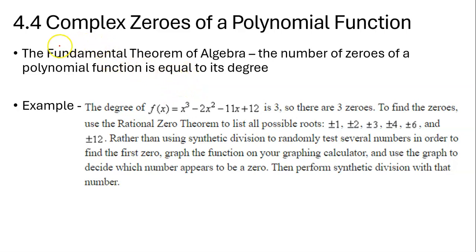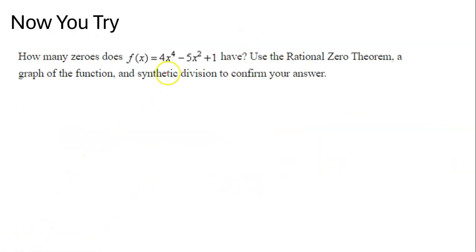Just a reminder, the fundamental theorem of algebra says that the number of zeros is equal to its degree. For example, this polynomial has a degree of 3, so there's 3 zeros. To find the zeros, they want us to use the rational zero theorem. That's where we divide P and Q. We come up with all of these different roots, synthetic division, etc. So let's see if we can get this done.